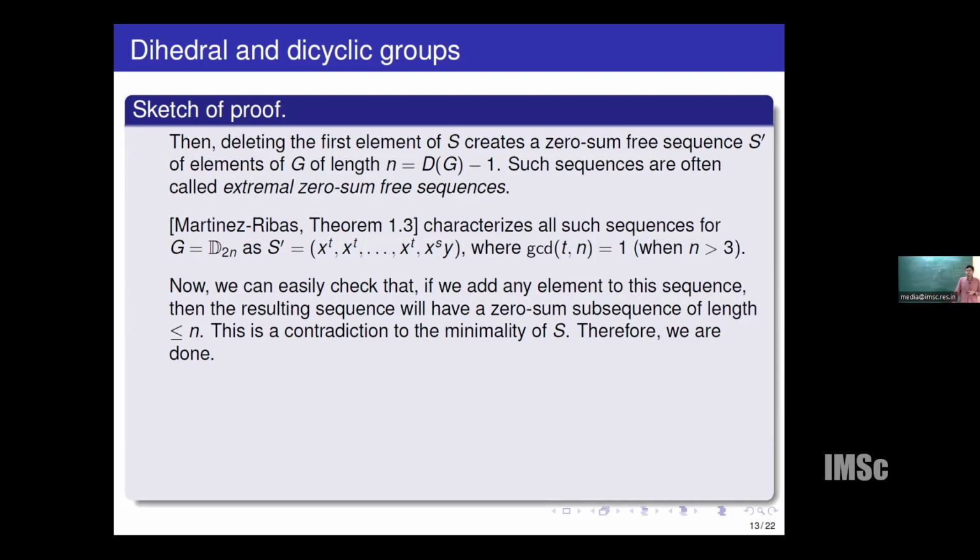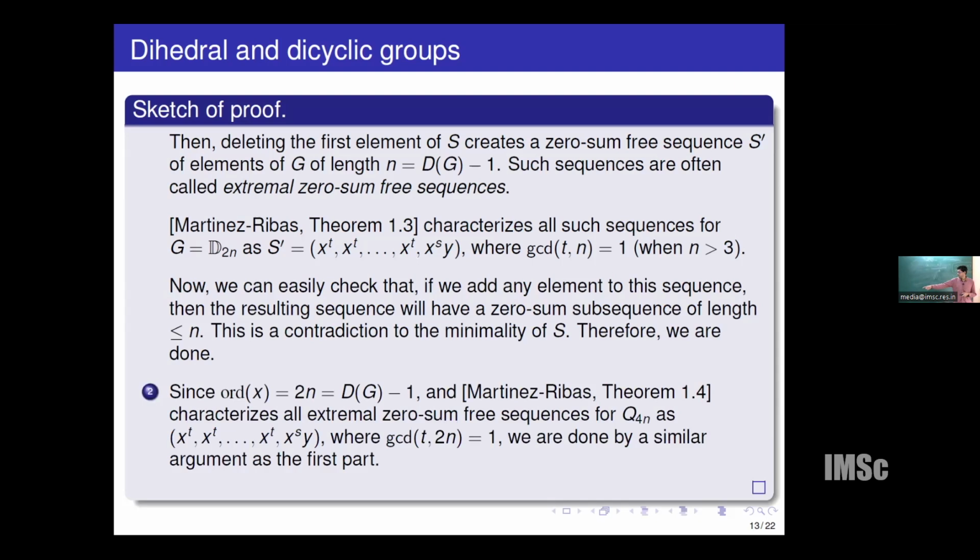And the same argument works for Q4n also, because there also I want to prove that this order is again Dg minus 1, and Martinez Rivas has also characterized all extremal zero sum free sequences for them as well, which are of a very similar form. So these two cases are quite simple, and this happened because our E and F both turned out to be exactly 1 less than Dg.